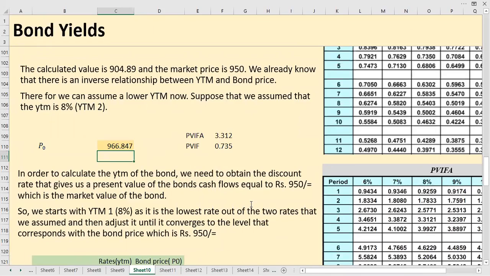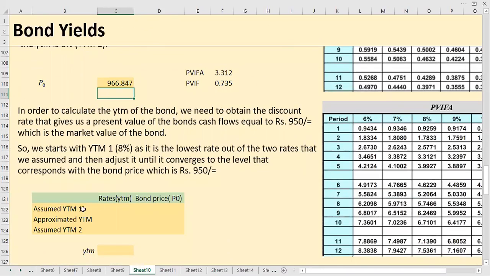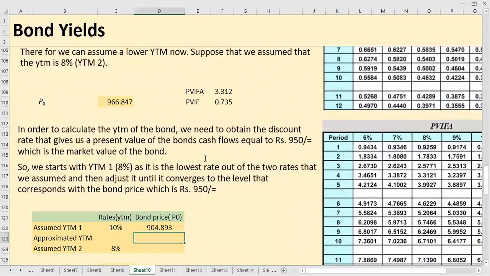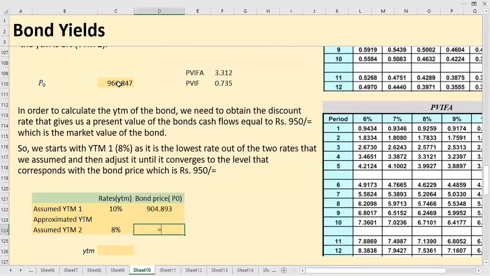Right, now with these calculations, we can approximate a value for this required rate of return. How are we going to do this? We are going to compare these values. We assumed a rate of 10% here, and then we assumed a rate of 8%. When it was 10%, what was the coupon bond price? It was 904. When it was 8%, the value of the bond is 966 rupees.